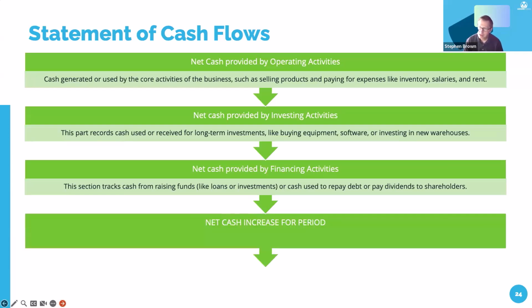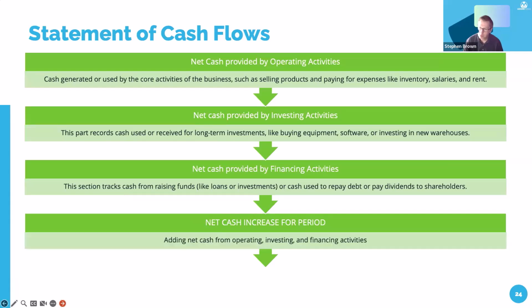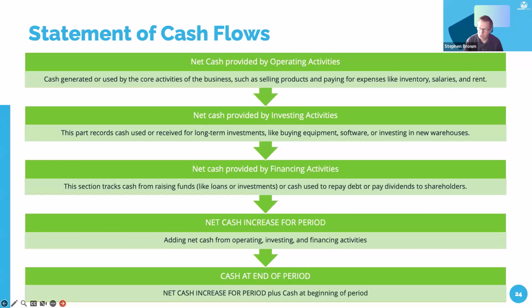You then take that and you add those up to come up with your net cash, and then you add your net cash to the beginning cash at the beginning of that period to come up with your cash at the ending of the period. Let's take a look at this.